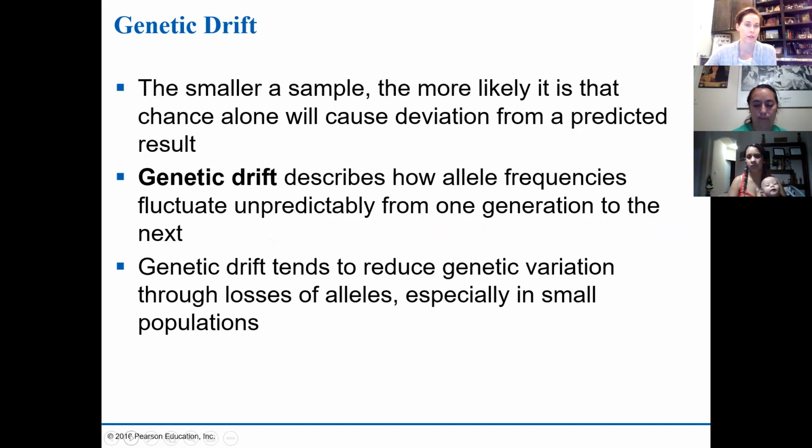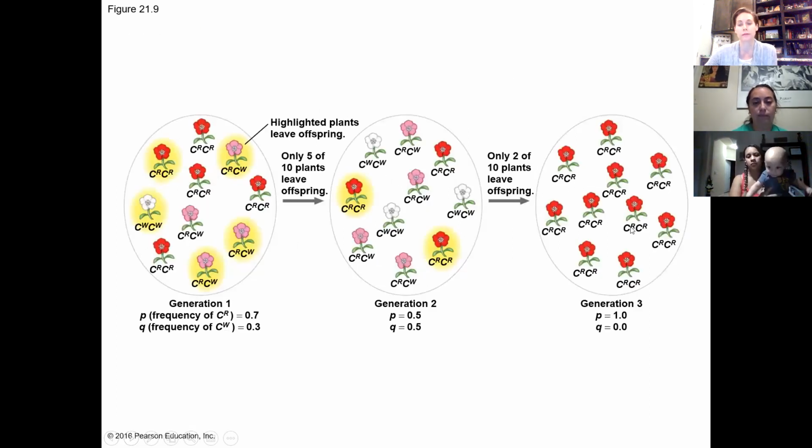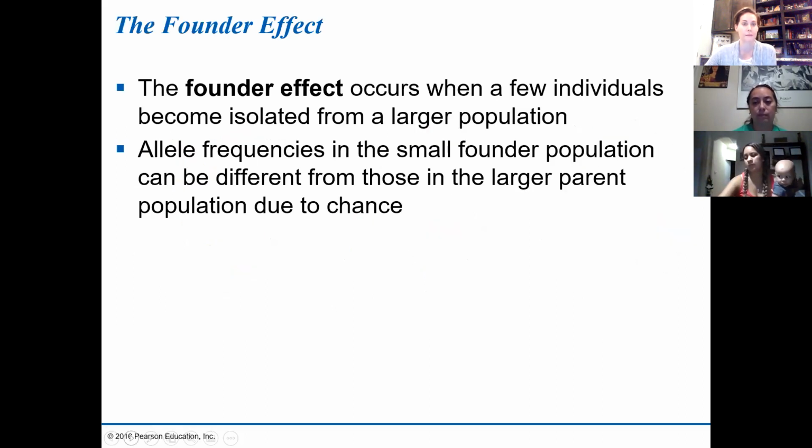Genetic drift describes how allele frequencies fluctuate unpredictably. So it's just unpredictable. We were very diverse, a little bit diverse, and then the next generation we were not, with little to no explanation for why that happens. Founder effect is when you have a few individuals that get isolated from the population.